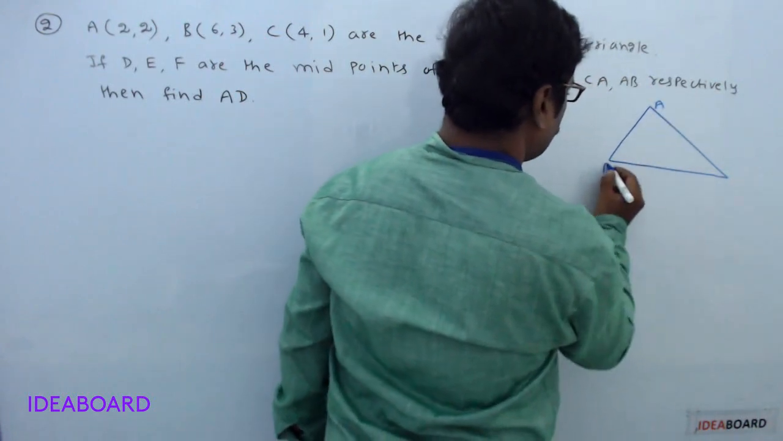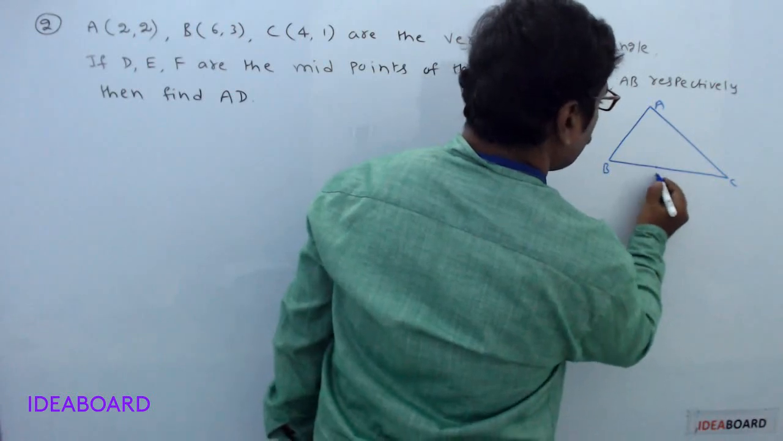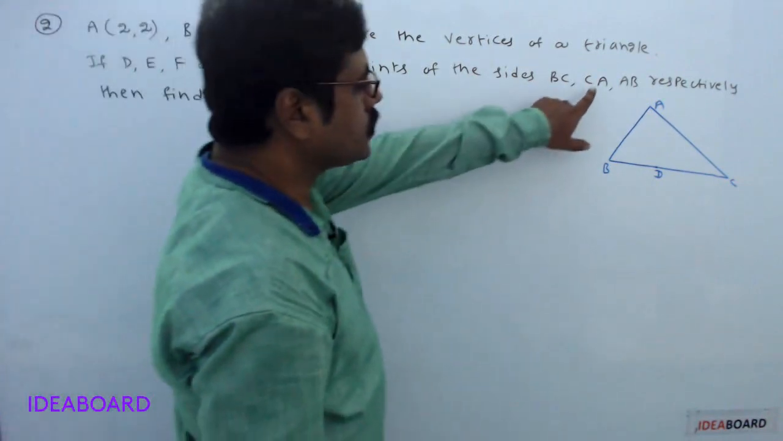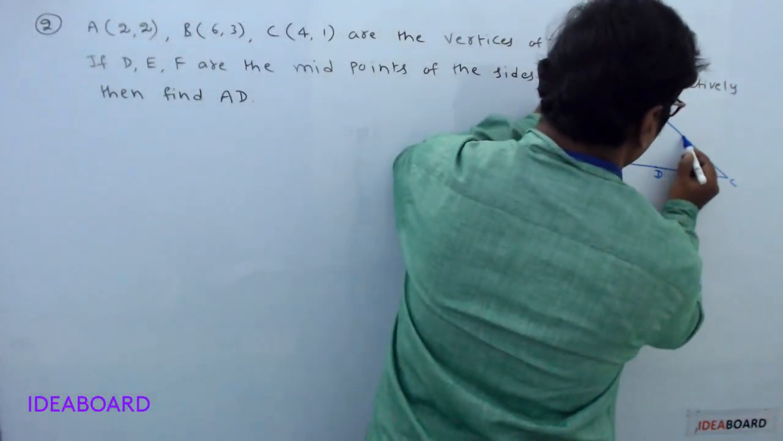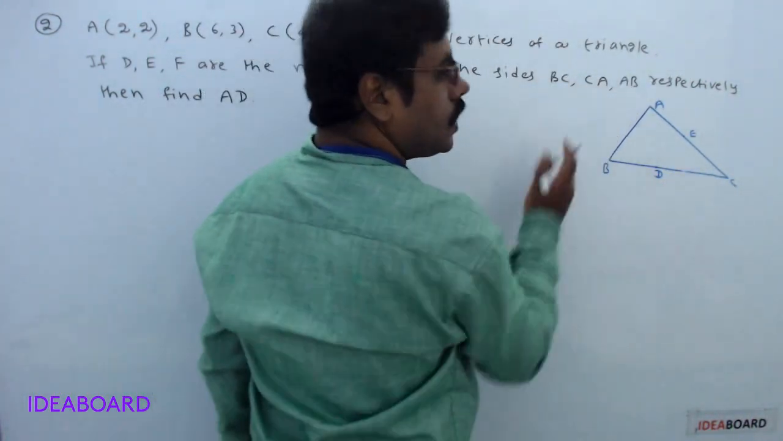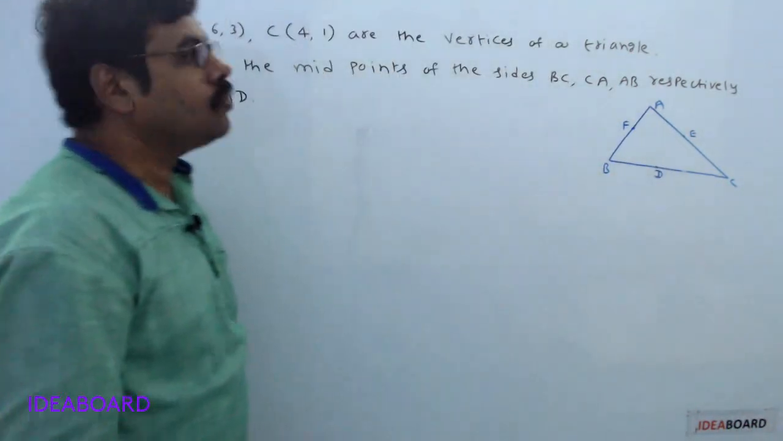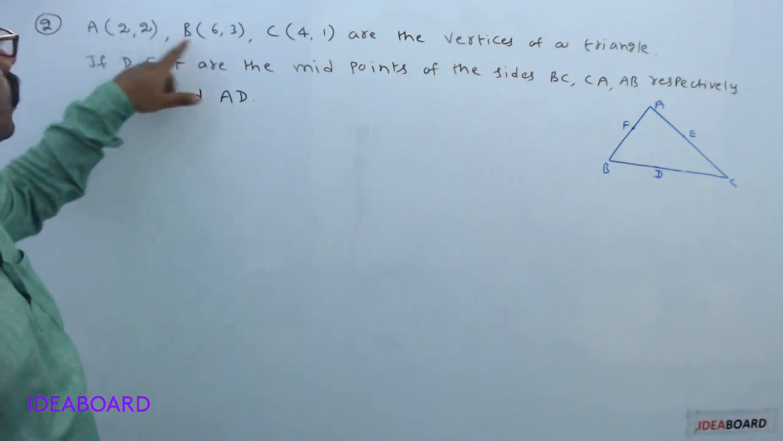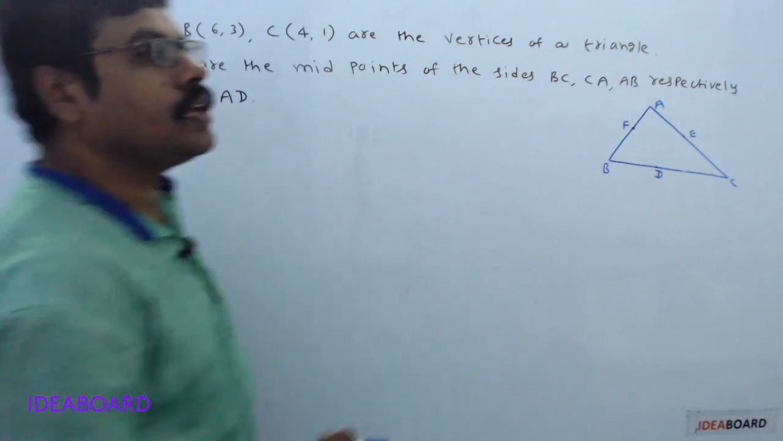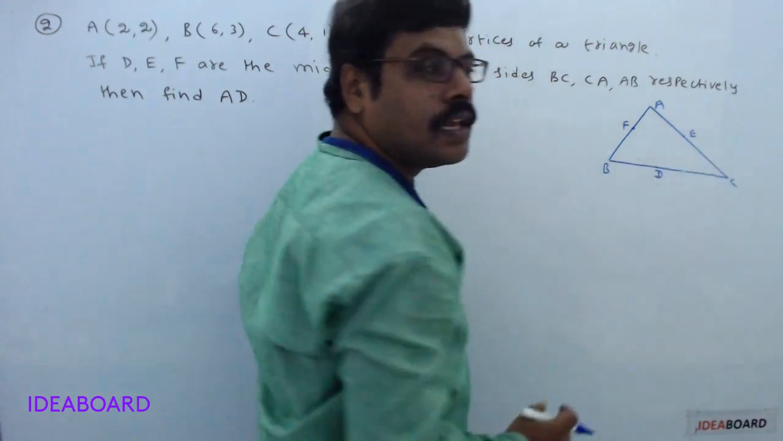Now vertices A, B, C. Now D is the midpoint of BC. Next E is the midpoint of side CA. Next F is the midpoint of the side AB. Now here vertices are given as (2, 2), (6, 3), (4, 1). Now first calculate the lengths of the sides AB, BC and CA.